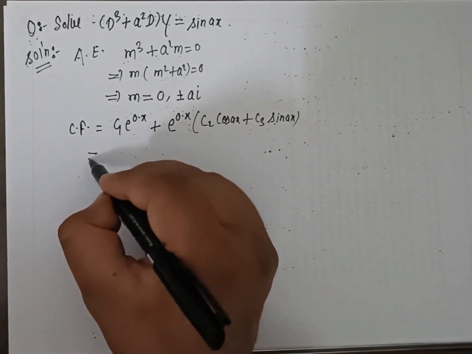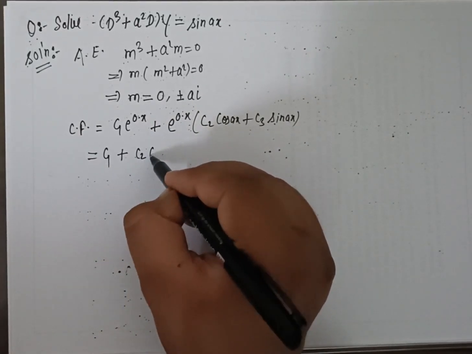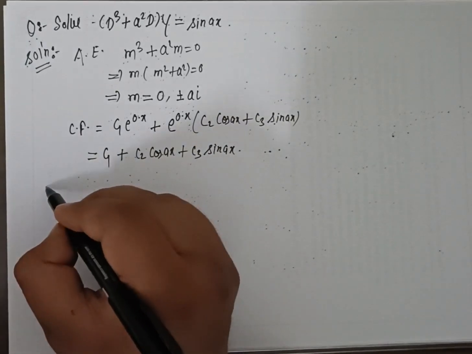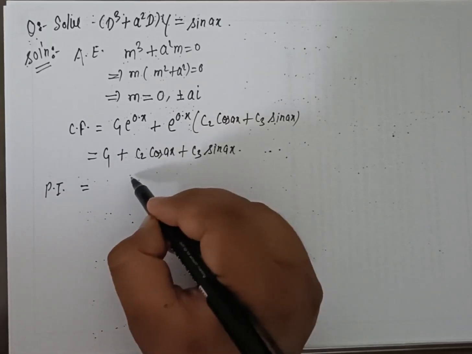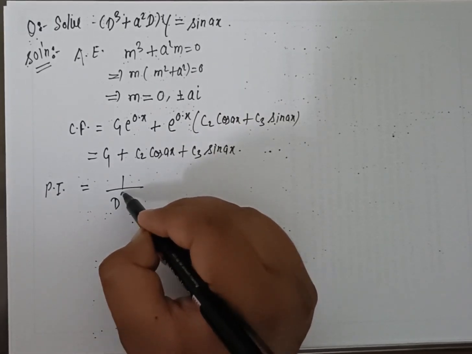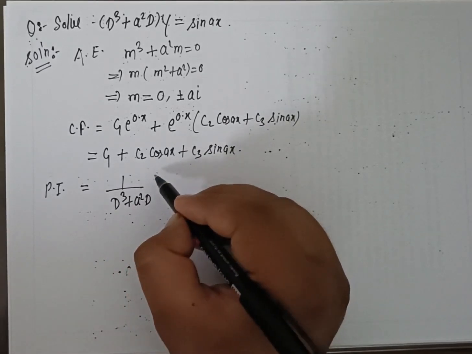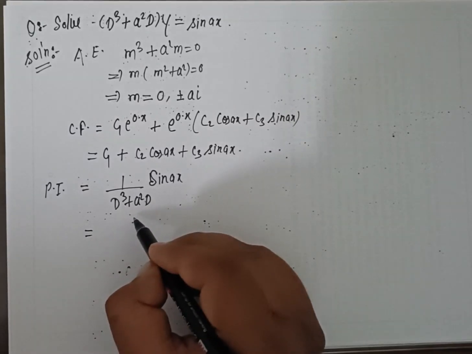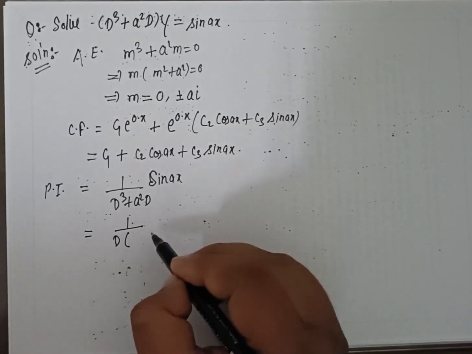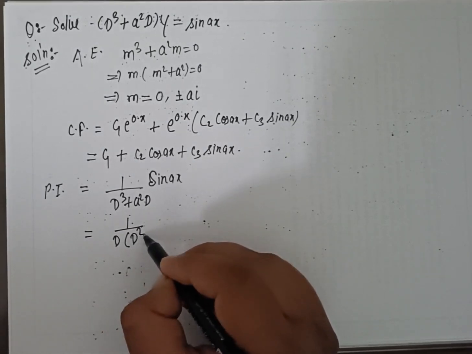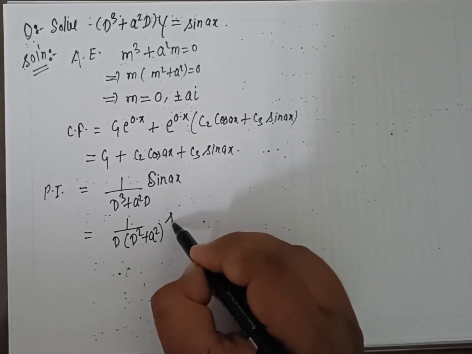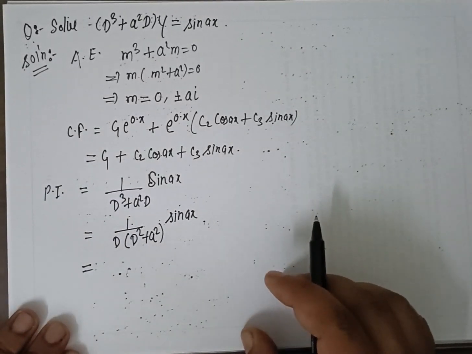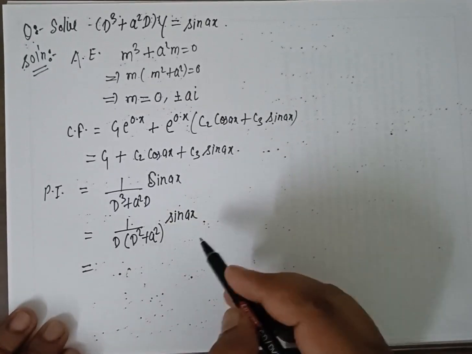Okay, and in the simplified form you can write it as c1 plus c2 cos ax and plus c3 sine ax, which is your complementary function. And now for the PI, you can write it as 1 upon D to the power 3 and then plus a square D on sine ax. Okay, and I think you can write it as 1 upon D, you can take D common here, and you can write it as D square plus a square sine ax. And obviously it is the case of 1 upon D square plus a square. When you replace D square by a square with negative sign, so you will get here 0.